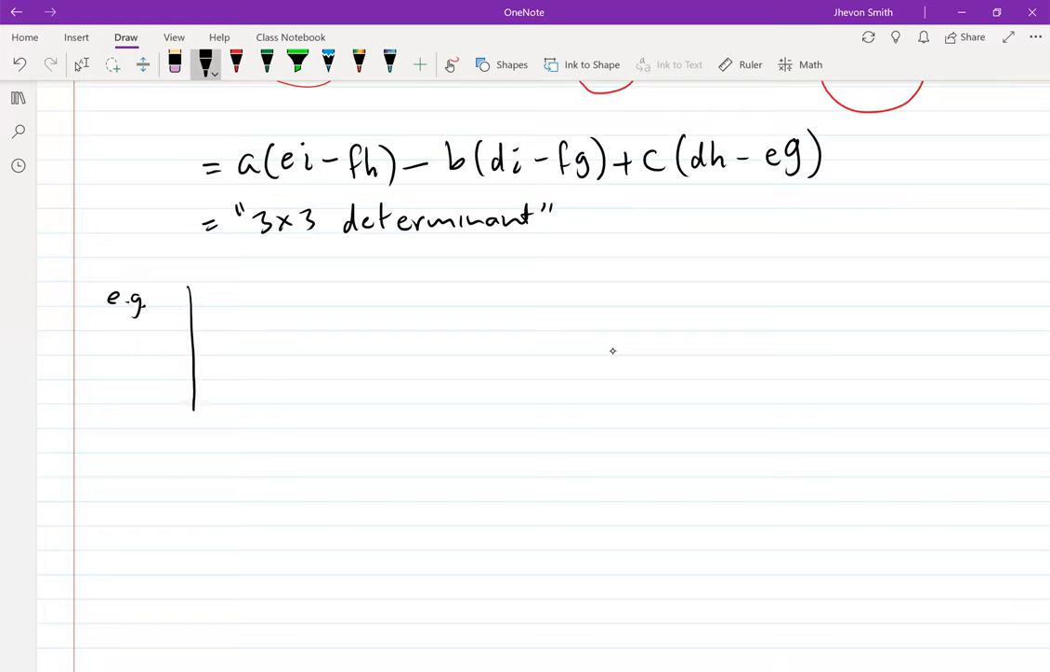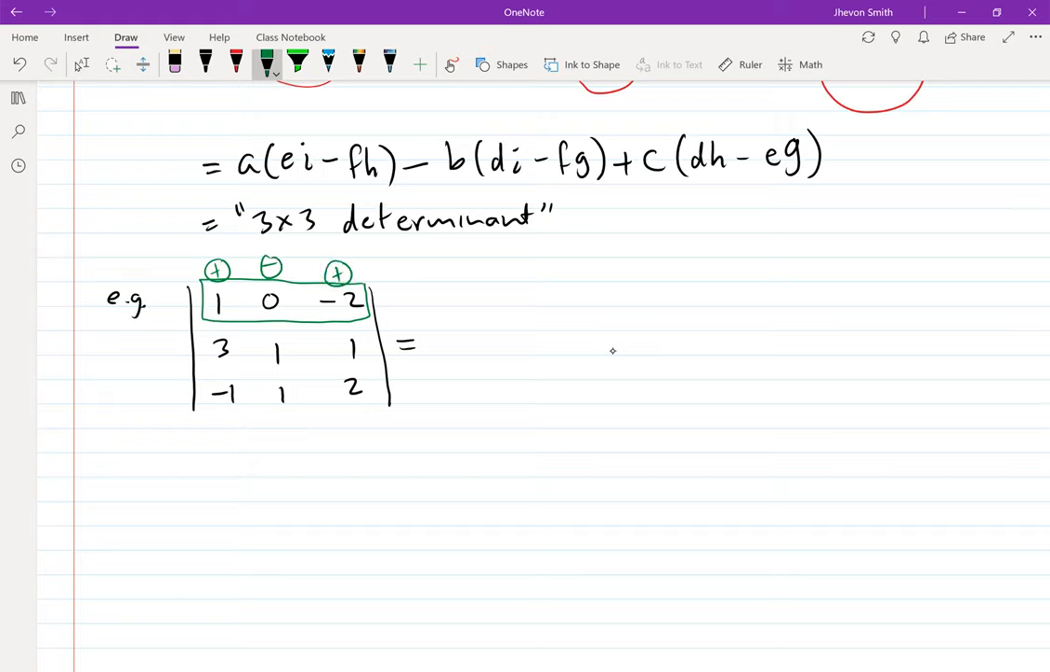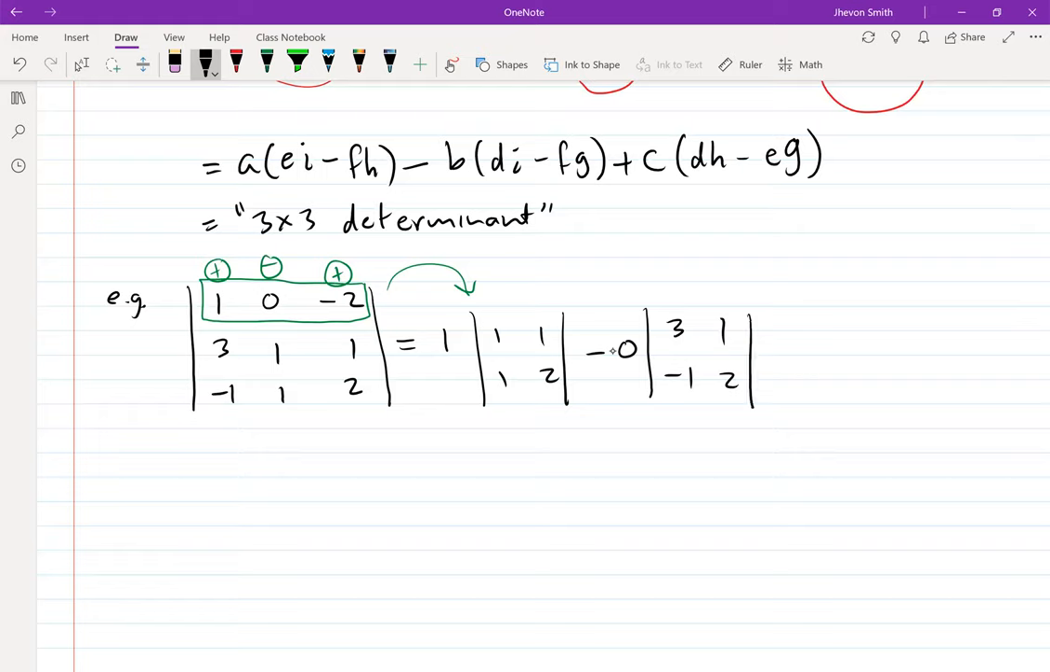So suppose I wanted to find the 3x3 determinant of 1, 0, minus 2, 3, 1, 1, minus 1, 1, 2, or whatever. What we're going to do is expand along the first row. It is going to be a plus, minus, plus. So this is going to become 1 times, block out everyone in his row and his column, 1, 1, 1, 2, minus 0 times, block out everyone in his row and his column, 3, 1, minus 1, 2. Now, of course, that's not going to matter because of the 0, plus minus 2 times, block out everyone in his row and his column, 3, 1, minus 1, 1.